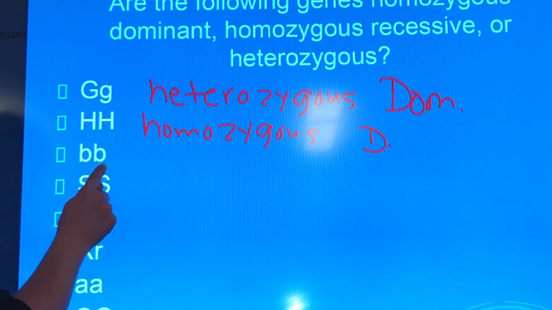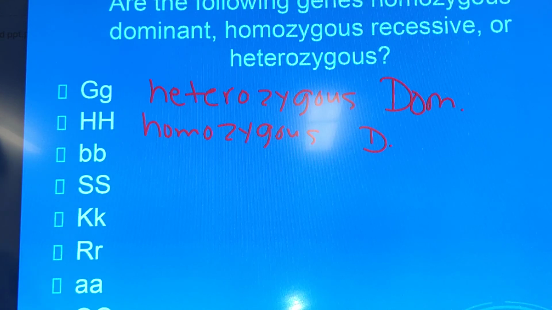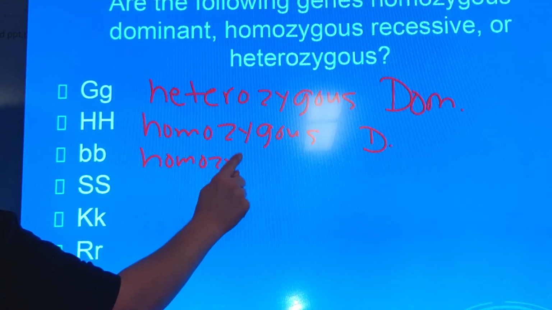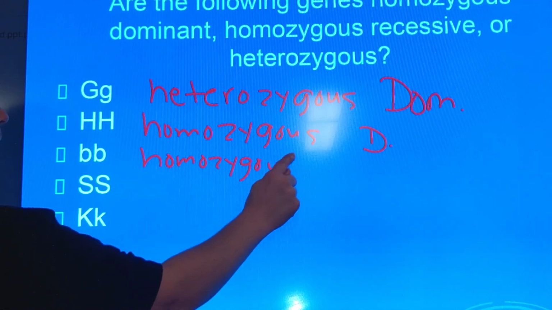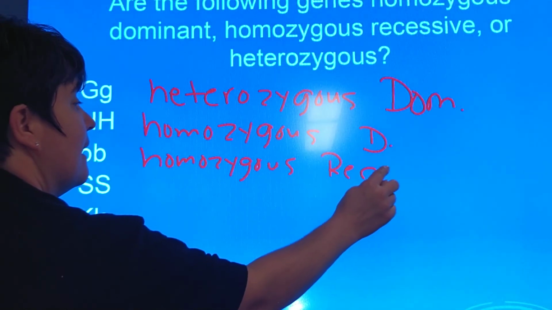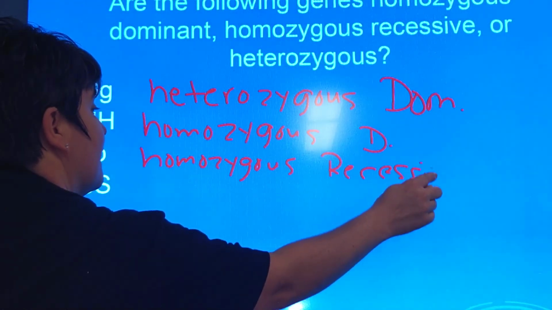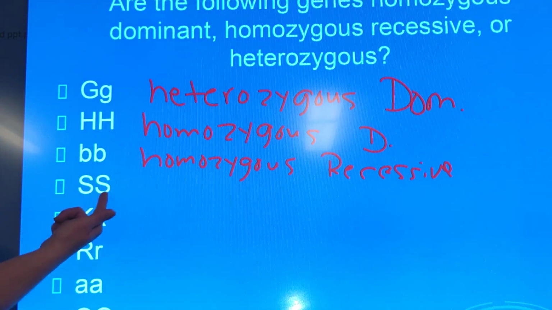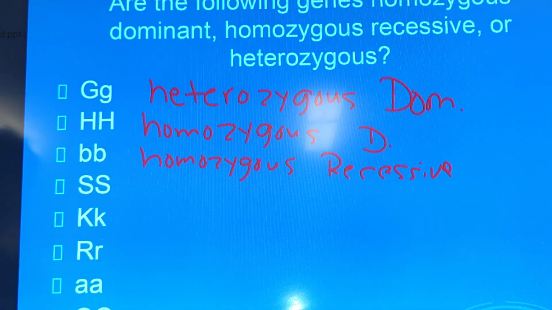Little b, they're the same, so it's homozygous. And this time they're both little letters, so it's going to show that recessive trait. Big S again, homozygous, shows the dominant trait. Big K, little k, they're different. Heterozygous, but it does have the dominant allele, so it shows that dominant trait.